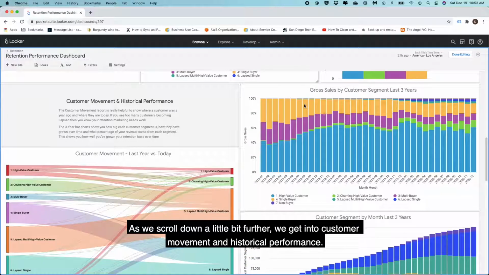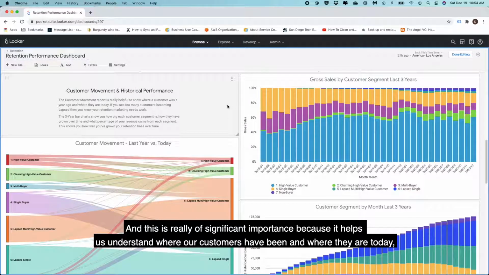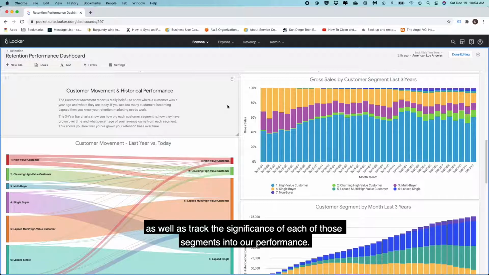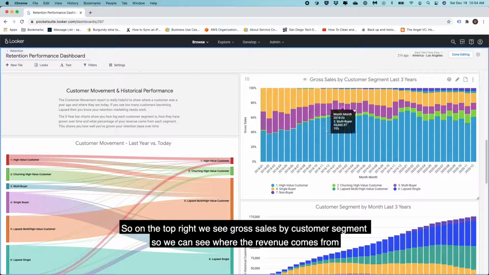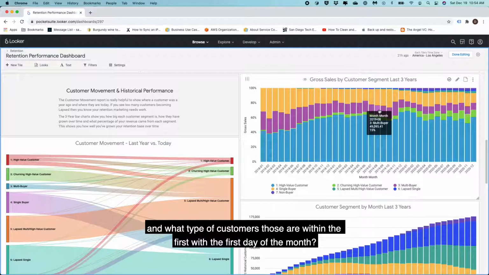As we scroll down a little bit further, we get into customer movement and historical performance. And this is of significant importance because it helps us understand where our customers have been and where they are today, as well as track the significance of each of those segments to our performance. So on the top right, we see gross sales by customer segment. So we can see where the revenue comes from each month and what type of customers those are within the first day of the month.